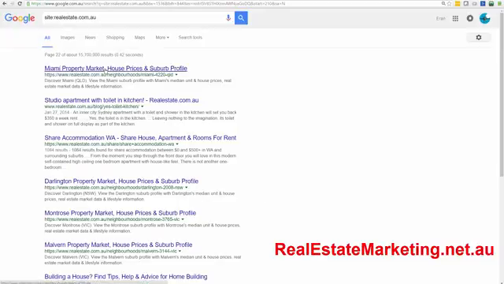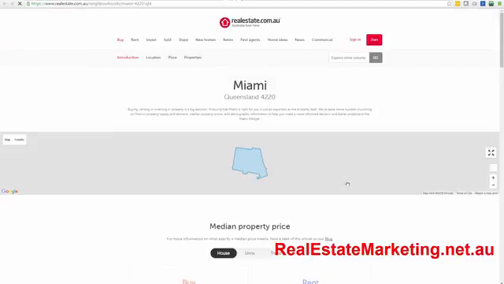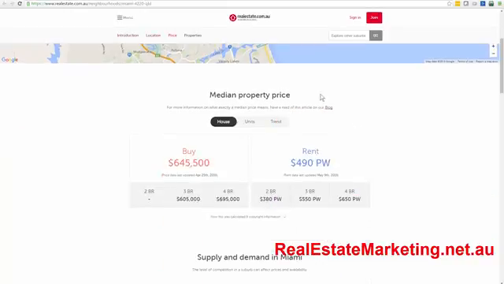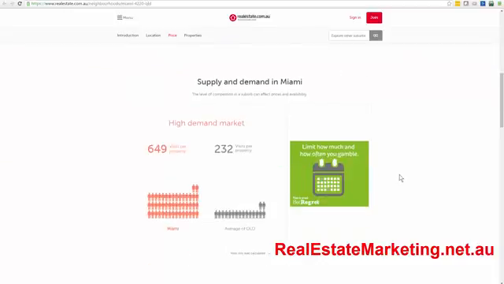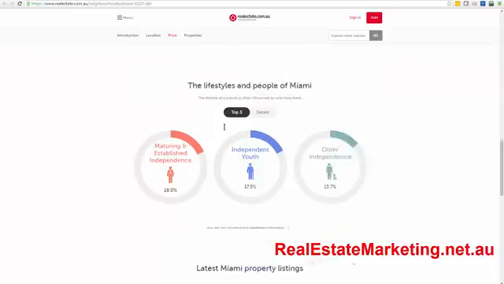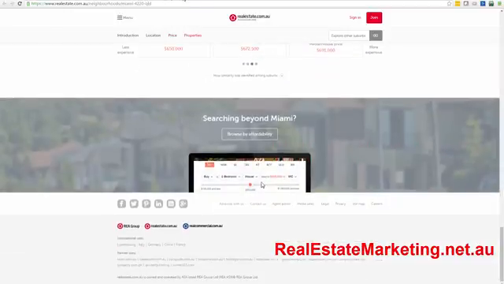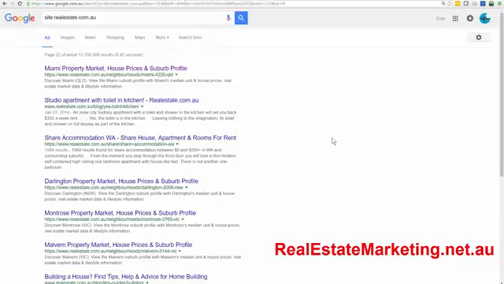So if we want to look at the Miami property market in Queensland, let's just open that page. And they've got a page about Miami, Queensland 4220, the postcode obviously, talking a little bit about Miami. They've got a map of Miami using Google Maps. They've got the property prices in Miami, supply and demand, demographic information, latest listings, etc. This is one of the main reasons why they totally dominate the search engines, because they have content for just about every conceivable term you might want to think about when it comes to real estate.